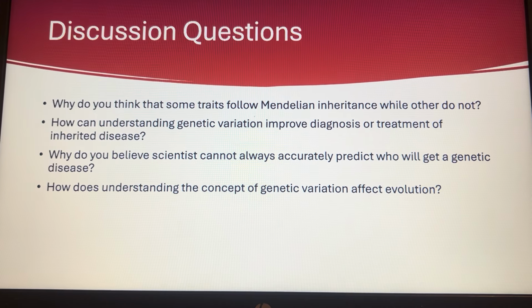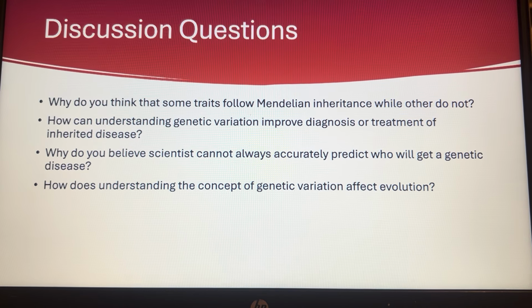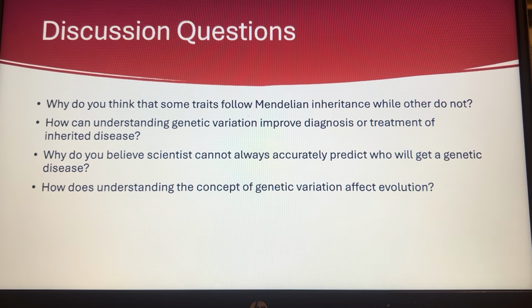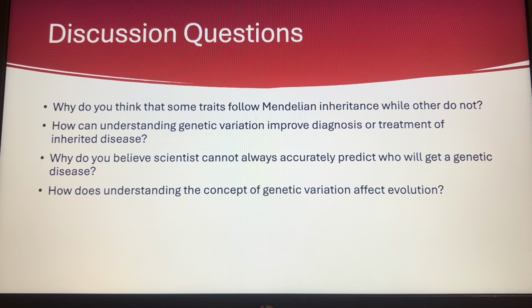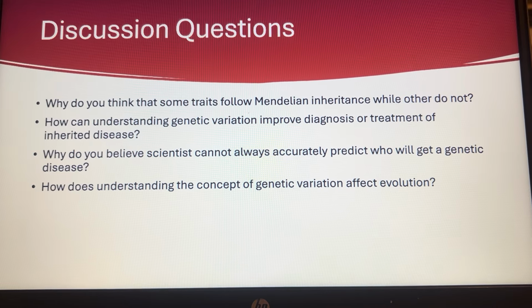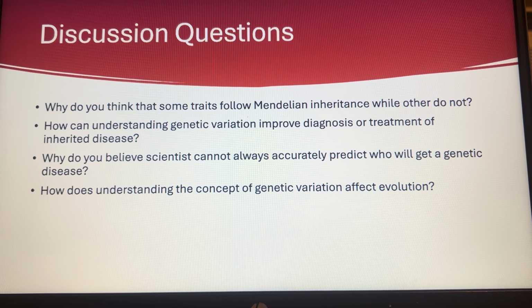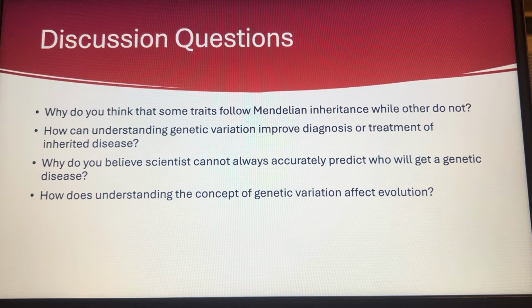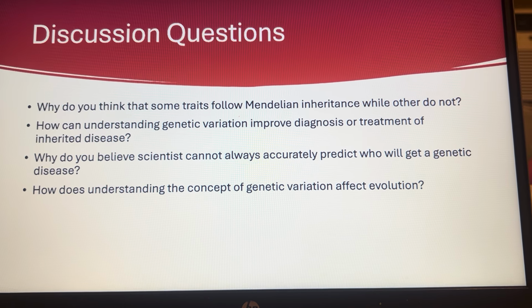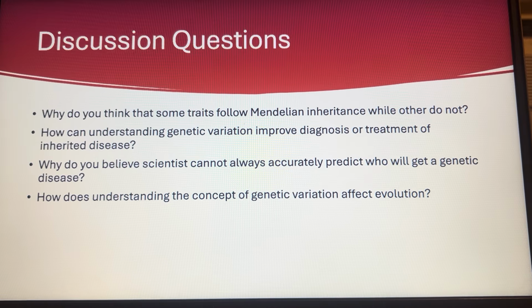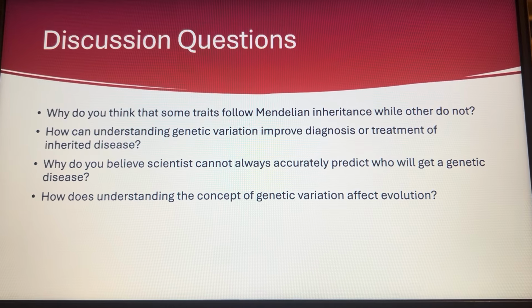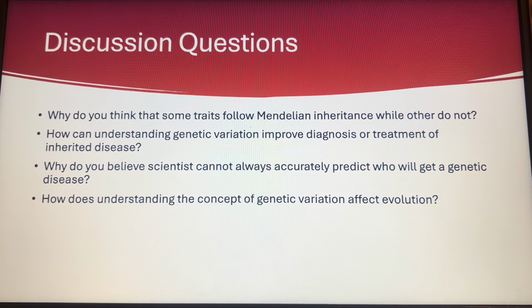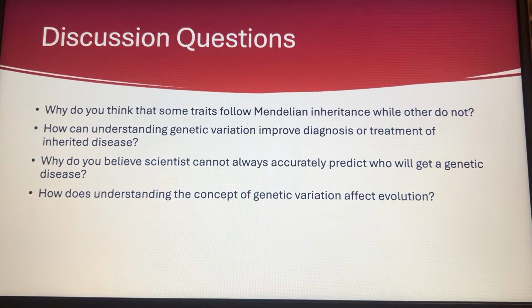For my discussion questions, I have: Why do you think that some traits follow Mendelian inheritance while others do not? How can understanding genetic variation improve diagnosis or treatment of inherited disease? Why do you believe scientists cannot always accurately predict who will get a genetic disease? And how does understanding the concept of genetic variation affect evolution?